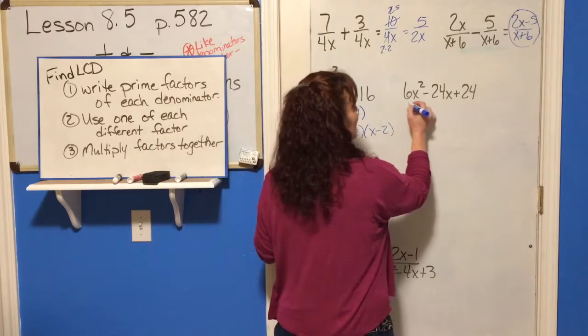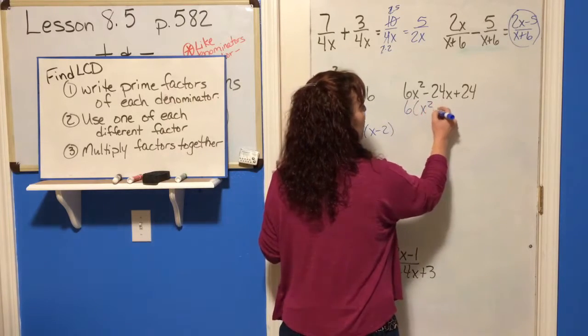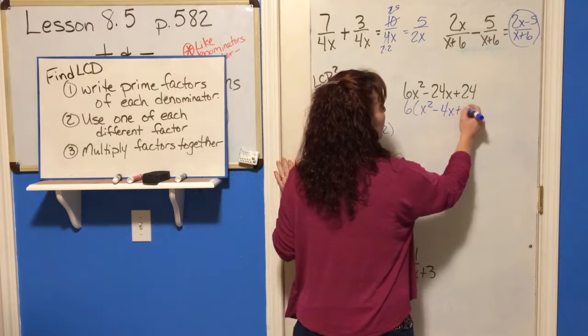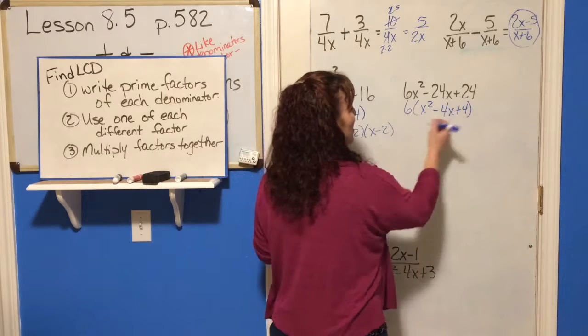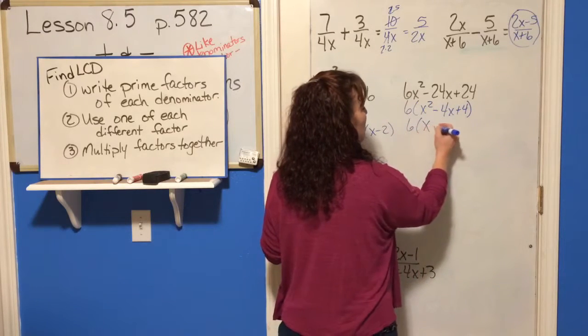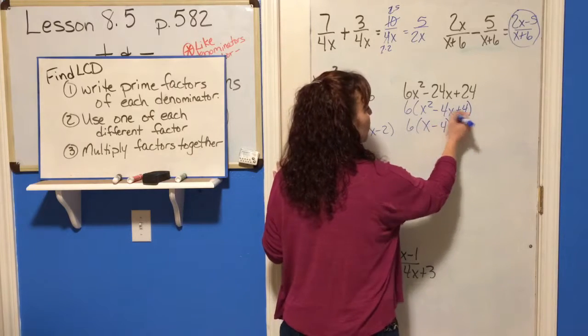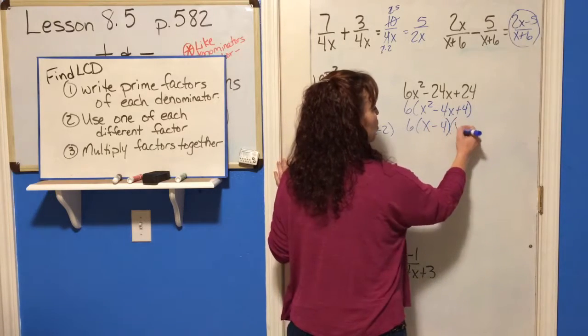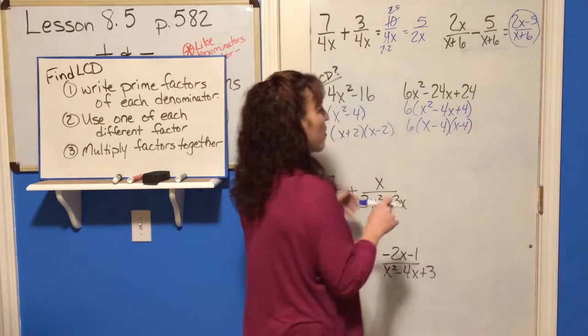With this one, 6 will come out of here, leaving x squared minus 4x plus 4. And then this can factor further to x minus 2. Oh, there's two of them, so x minus 2 squared. And we can just put x minus 2 twice, however you wish.